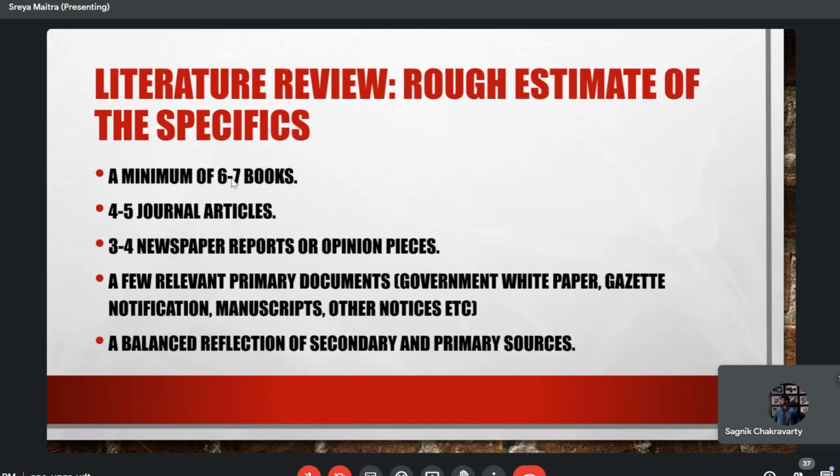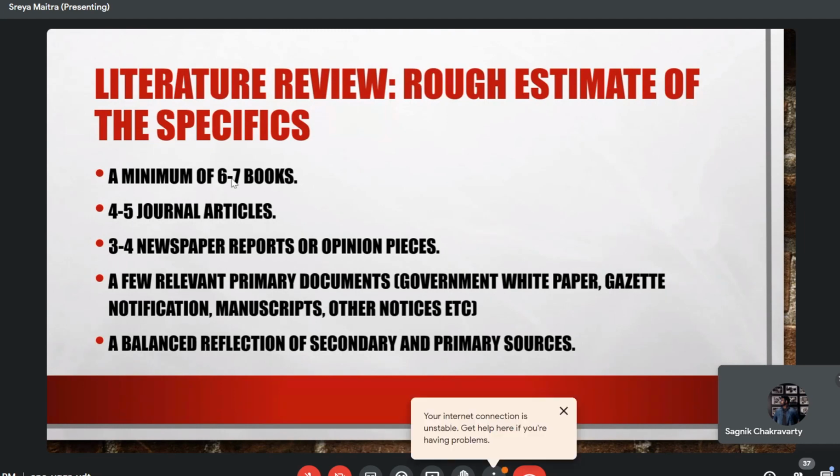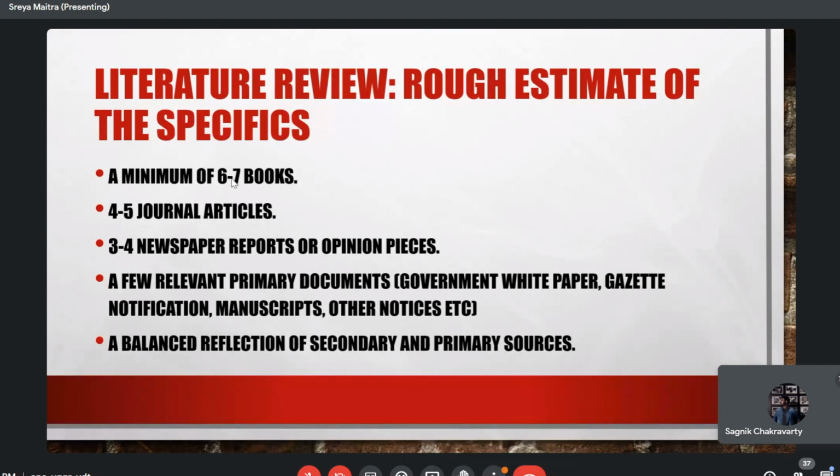Okay. So, in the literature review, a rough estimate of the specifics, if I have to give you, a minimum of 6 to 7 books should be there, and this is for a PhD proposal. You should quote at least 4 to 5 journal articles. You should read at least 3 to 4 newspaper reports or opinion pieces, which we call op-eds, and you should cite them in the work. Some reflections of some primary documents like a government white paper or a gazette notification, like the NEP example. The NEP will be a government white paper, right?